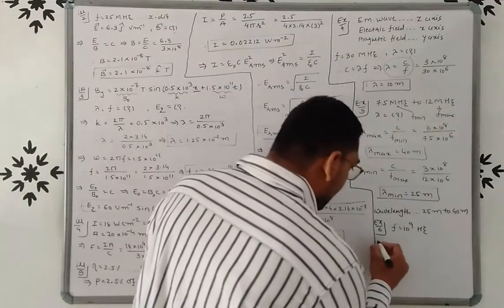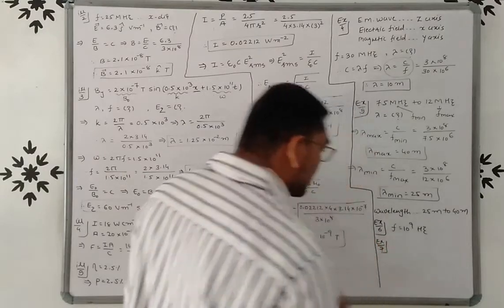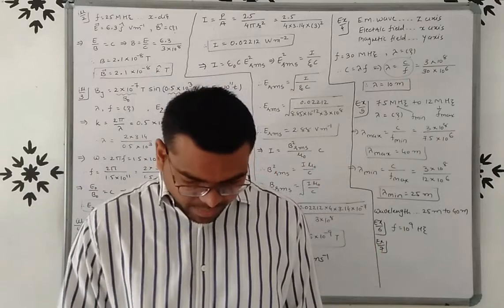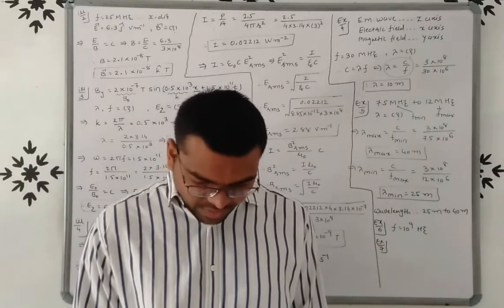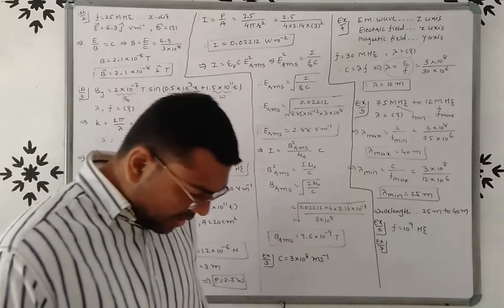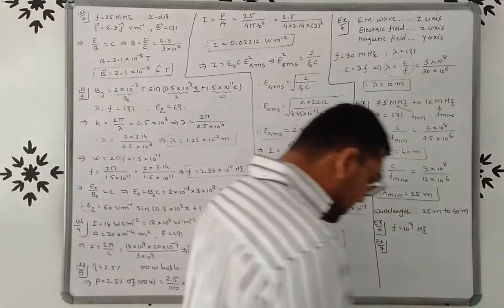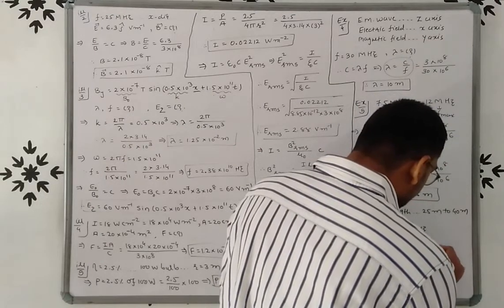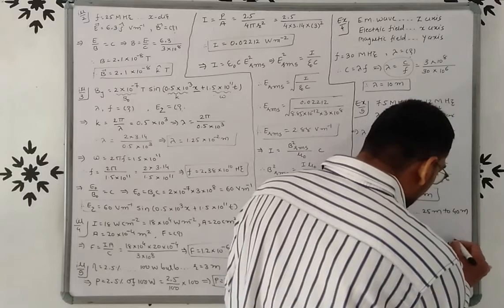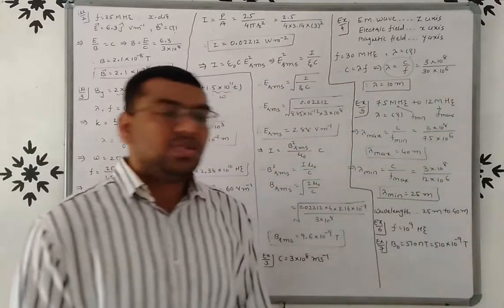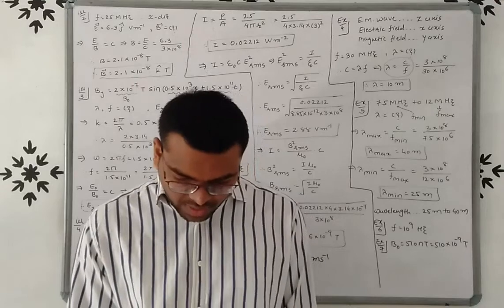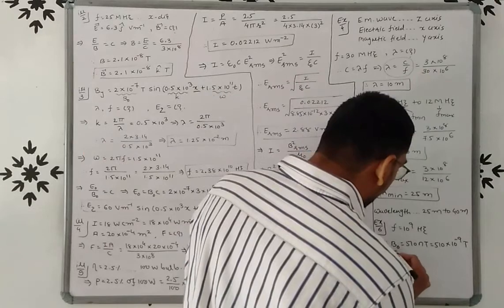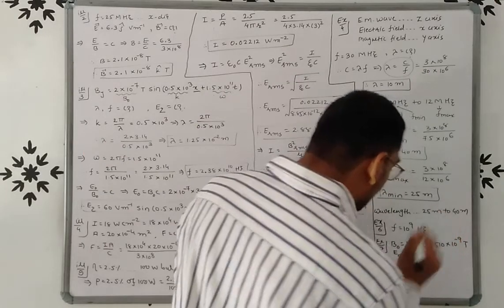Now see next example, that is example number 7. The amplitude of magnetic field part of a harmonic electromagnetic wave in vacuum is B0, that is equals to 510 nanotesla. So B0 510 nanotesla. So 510 into 10 raised to minus 9 Tesla. So here we know the value of B0. What is the amplitude of electric field part of this wave? So we have to find out the value of E0, right?